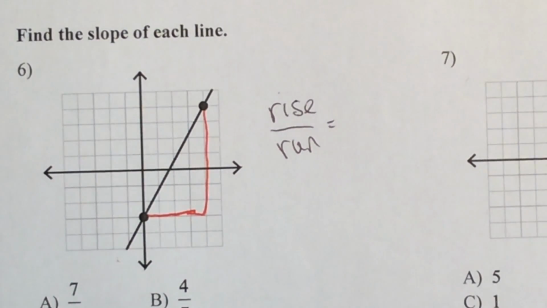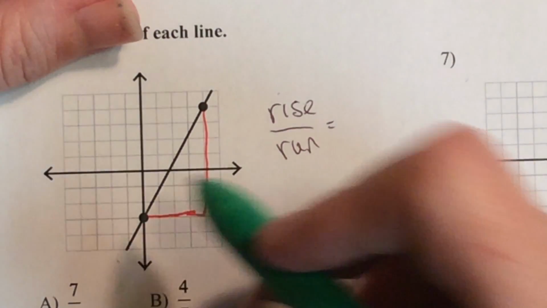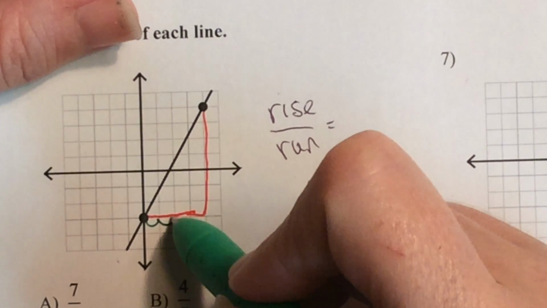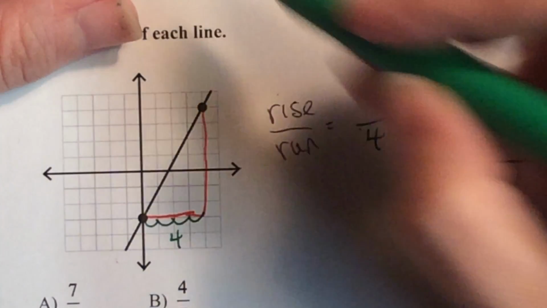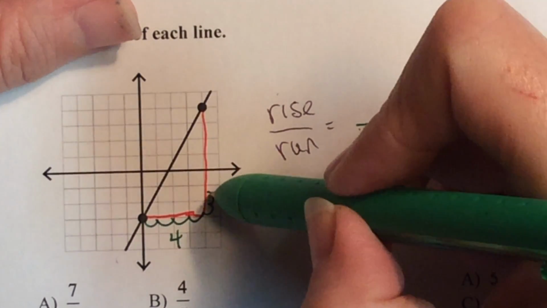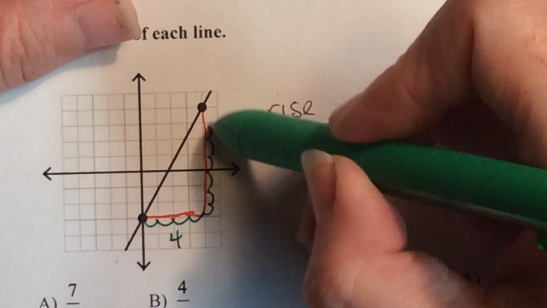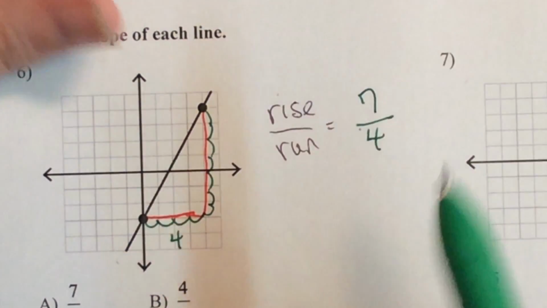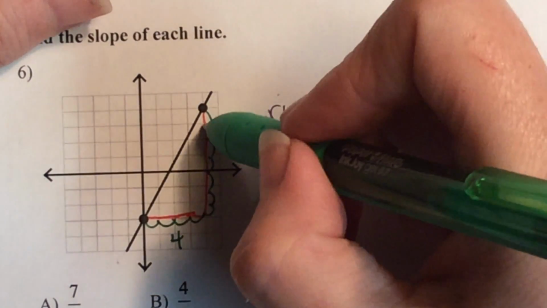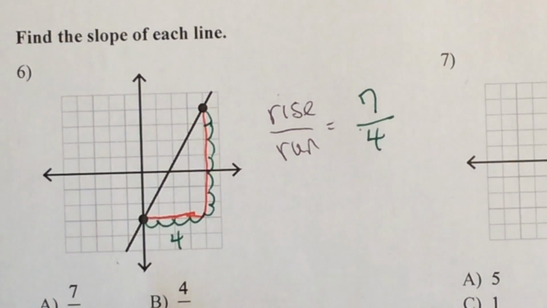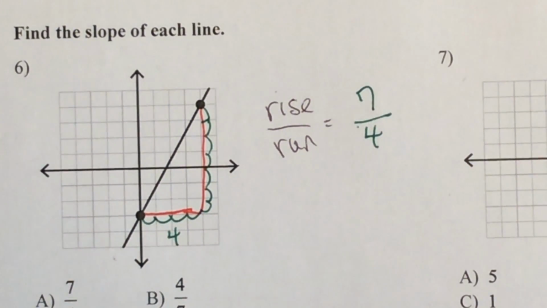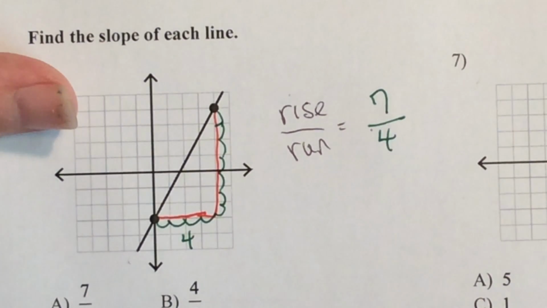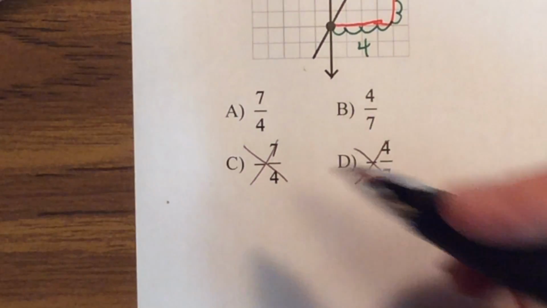All right, so how far do I have to run? 1, 2, 3, 4. How far do I have to go up? 1, 2, 3, 4, 5, 6, 7. And always count the jumps. Don't count lines or anything like that. A lot of times kids will get it wrong because they count lines. It's really spaces. You count spaces, not lines. So 7 over 4, that is the slope, which is A.